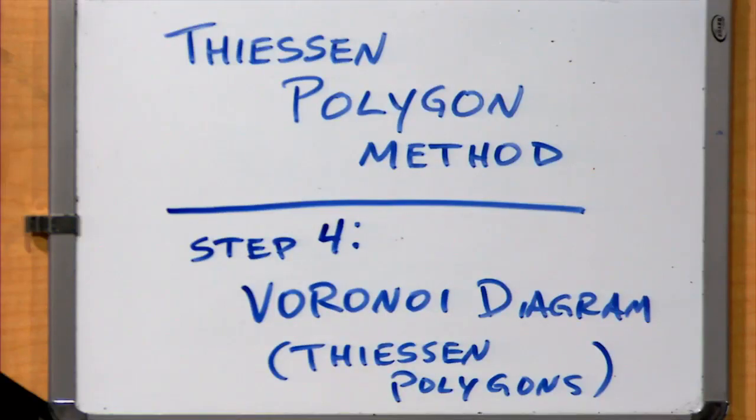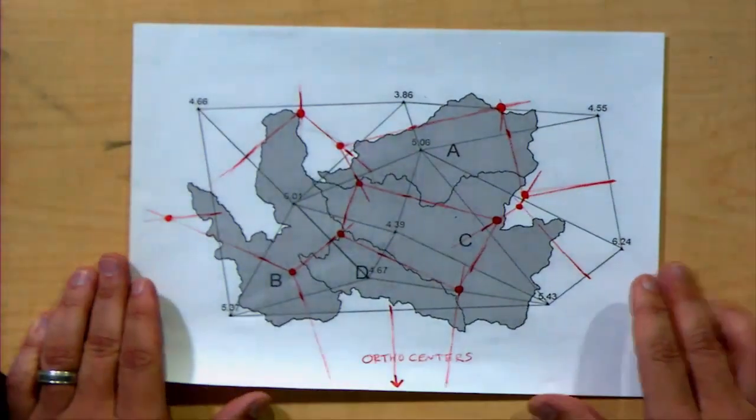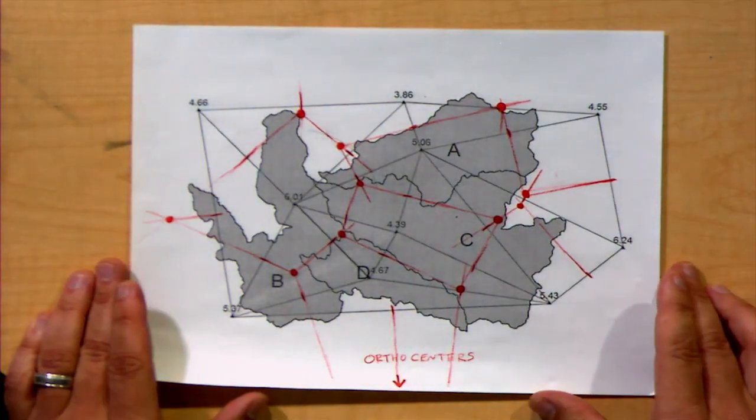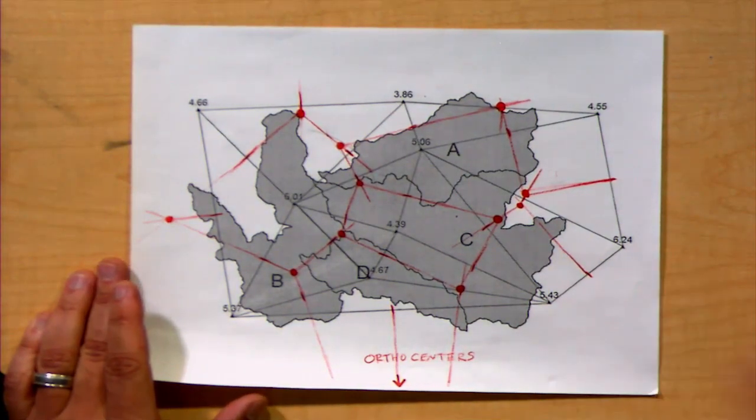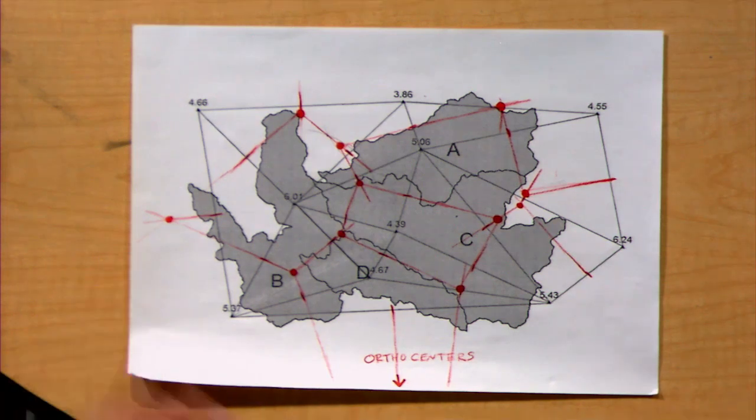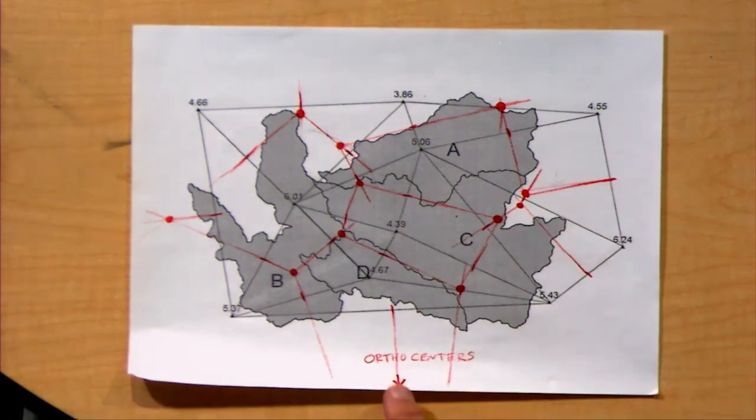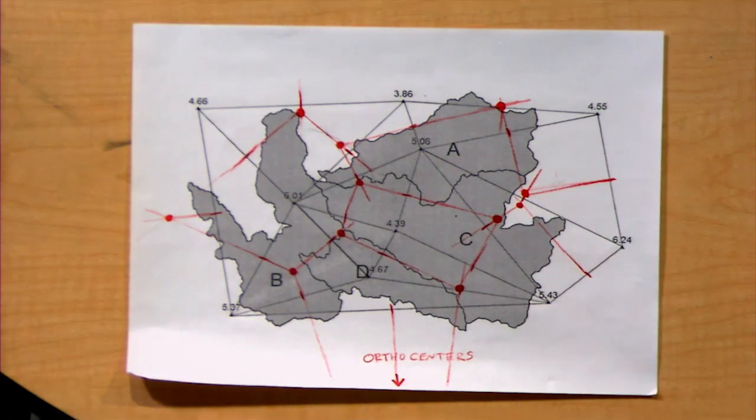So now we've nearly completed our creation of our Thiessen polygons. We're going to look at step four, which is creating what's called a Voronoi diagram, which is essentially finishing the Thiessen polygons. So here I have now identified the orthocenters for each of the 12 triangles, each of my 12 Delaunay triangles. And you can see 11 of the orthocenters are here on the page, and one of the orthocenters is off the page here.